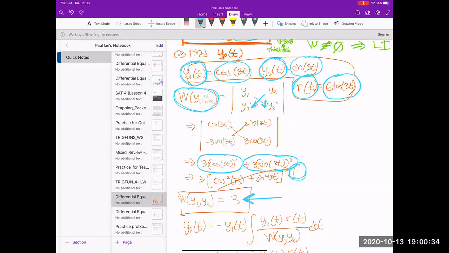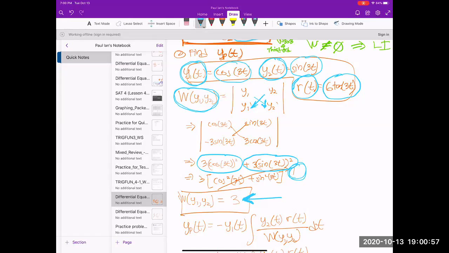Wait, how do you break that down? So the cosine and the sine becomes 1. You can pull the 3 out of both, so it becomes 3 times cosine squared plus sine squared. That becomes 3 times 1, so 3. And so your Wronskian is not 0.